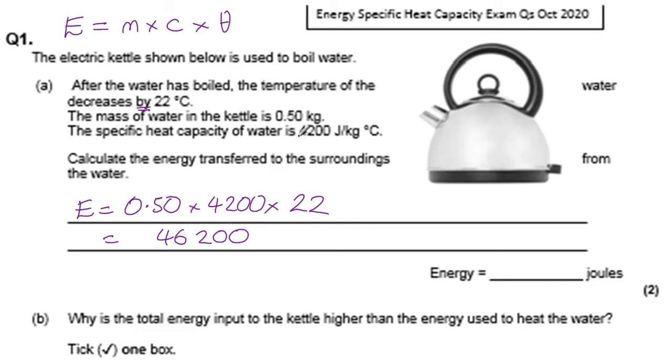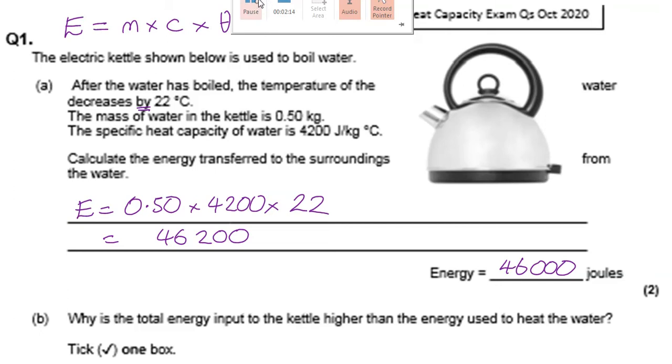Right, now I could leave that as 46,200. If I want to be pedantic, I could say each of these are just two significant figures. So I could, if I wanted, round that to 46,000 joules. I will find out in a second what they've said. Yep, either answer is acceptable, 46,200, or indeed rounding it to 46,000. So those are both okay.